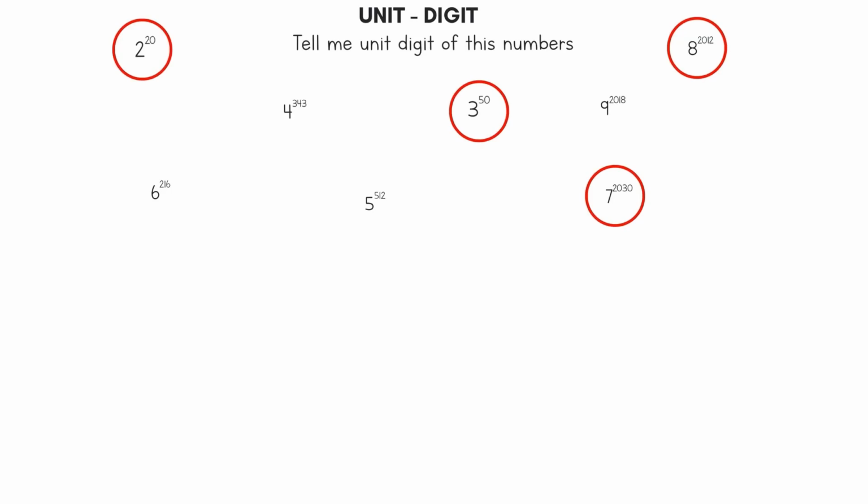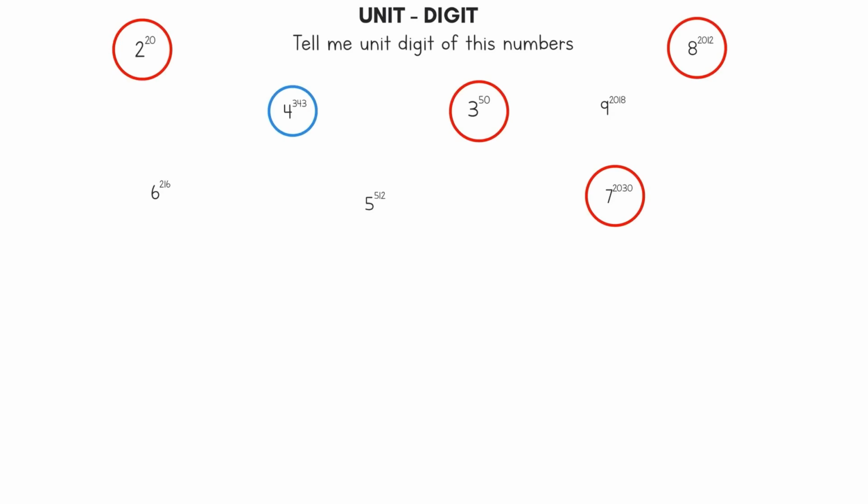So after knowing the cyclicity of 2, 3, 7 and 8, the cyclicity of them is 4, which means after every 4 power the unit digit gets repeated. Let's see the cyclicity of 4 now. I need to find out what is the unit digit of 4 raised to 343.